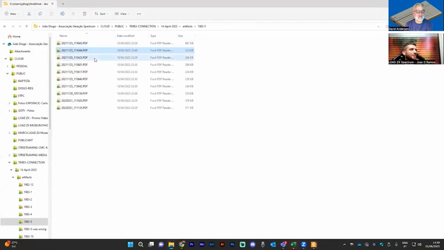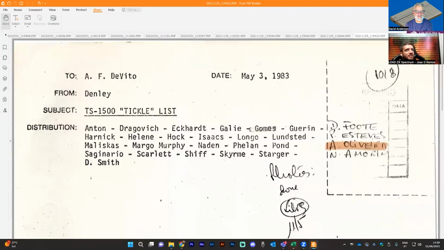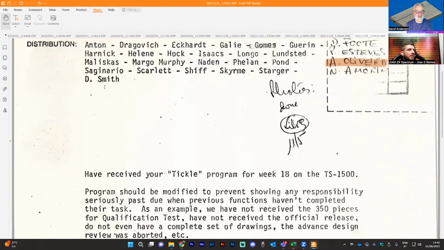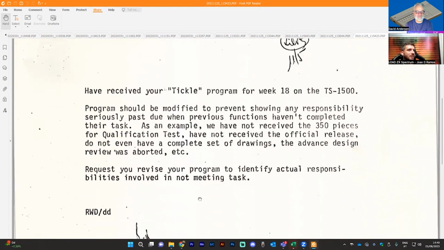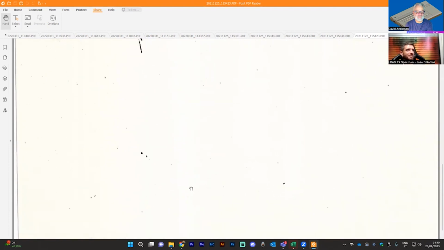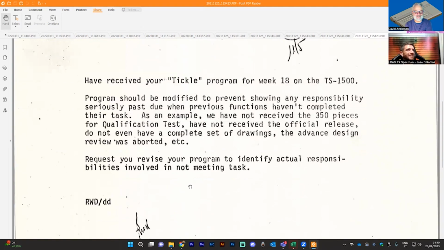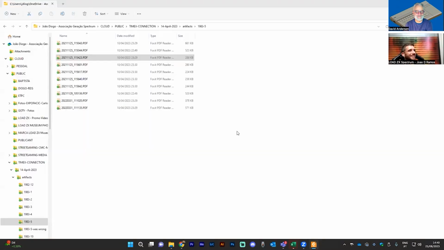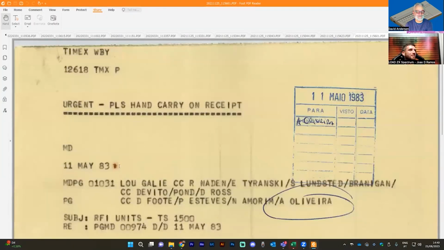Check the tuning issues. Tickle list on beginning of May. Lots and lots of people from Denley. I think we saw the name before. I think we did. The guy is not very happy with the way the plan is being presented. Indeed. So we didn't get the things we needed, and you're saying we are delayed. Okay. Poor Denley.